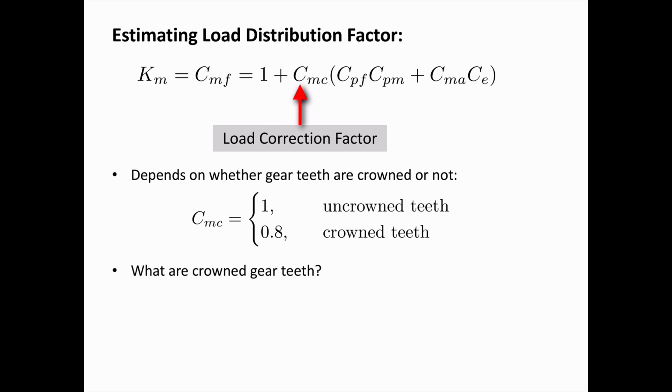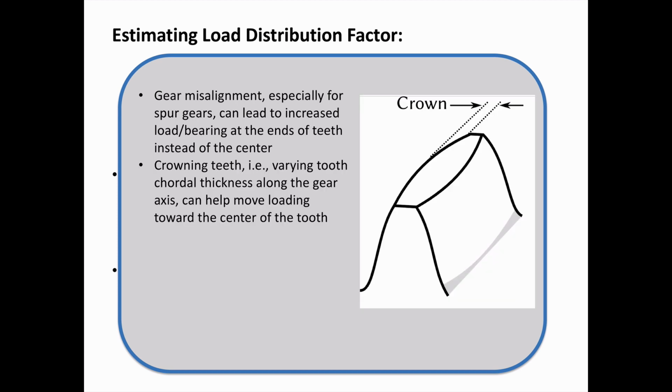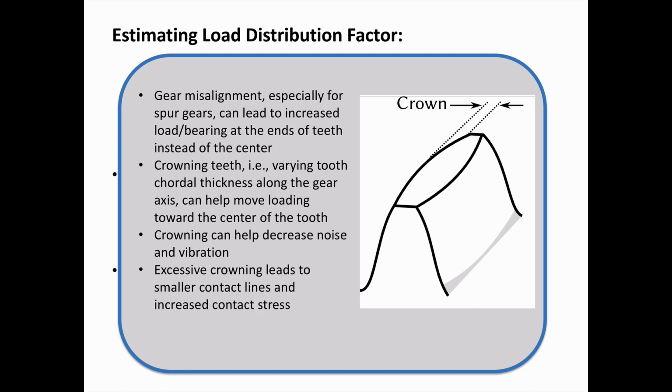And you might be wondering, what are crowned teeth? Well, when gears are misaligned, especially in the case of spur gears, we can have an increased load at the ends of the teeth instead of the center. And so one strategy for mitigating this issue is to crown the teeth, as shown in this diagram, where the thickness of the tooth actually gets a little bit smaller as we go out to the sides of the gear. This crowning can help decrease noise and vibration. Excessive crowning, however, leads to smaller contact lines and increased contact stress. So there is a design trade-off here.